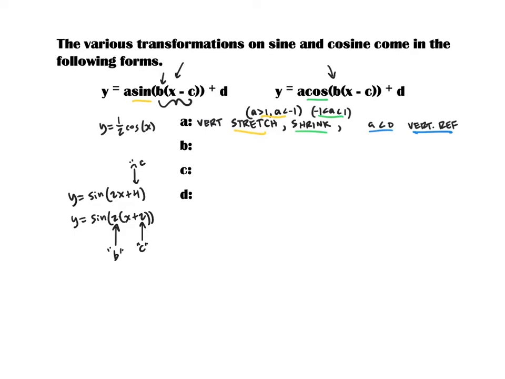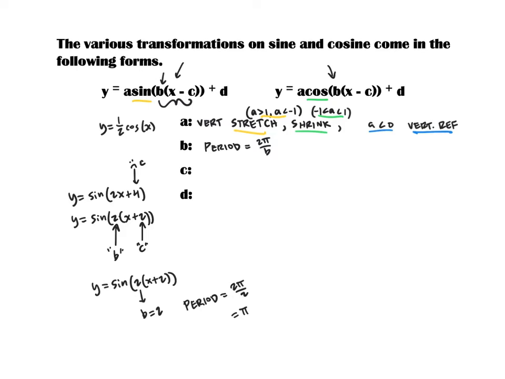Now, what does B do? Well, the period is determined by using B. The period of any sine or cosine function is equal to 2 pi divided by B. So let's take this example, y equals sine of 2x plus 2. Here B is 2. Therefore, the period, which used to be 2 pi, is now 2 pi divided by 2, which means the period is pi, which means that the graph has been shrunk by a factor of 1/2 horizontally.